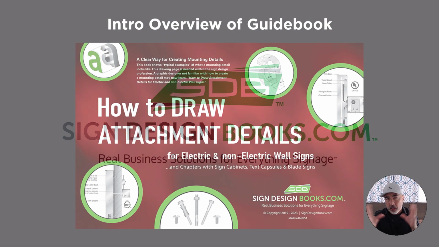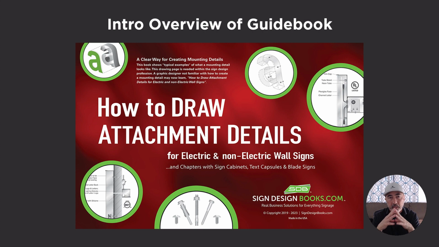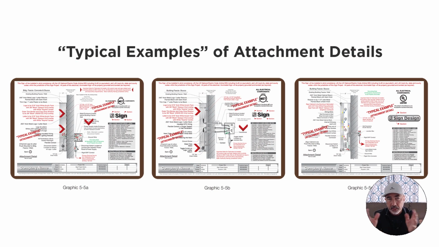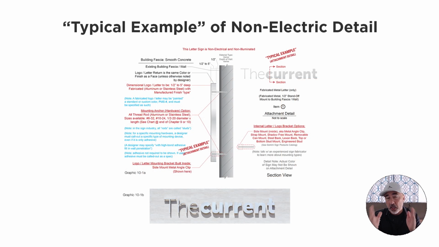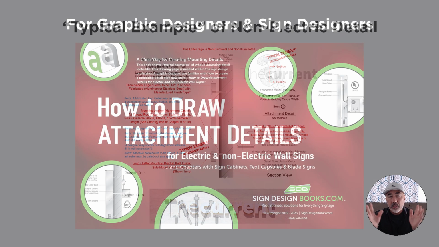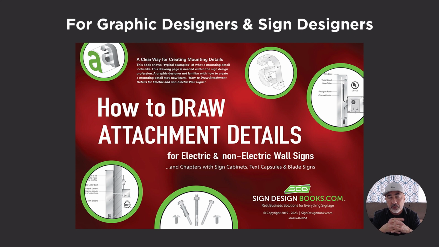With this video, I'm going to give an overview for the guidebook, How to Draw Attachment Details for Electric and Non-Electric Wall Signs. This book contains typical examples for mounting details and section views that must be drawn for an electric and sometimes for a non-electric sign project before it can be installed. This guidebook was designed for graphic designers that are new to sign design, and this book may also be used for experienced sign designers also.